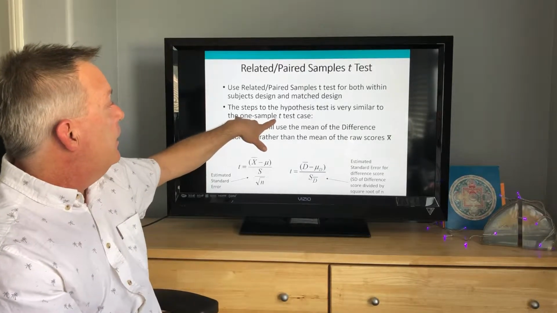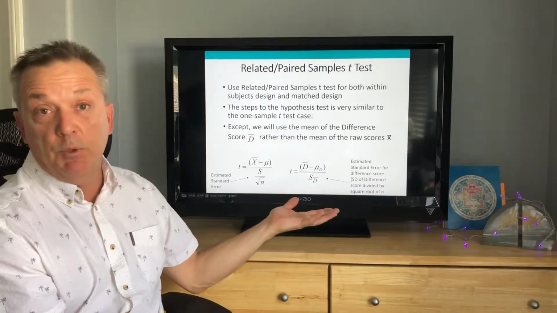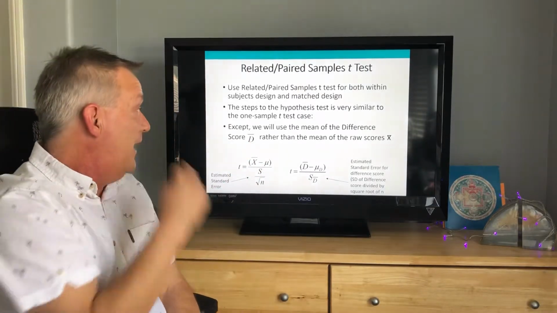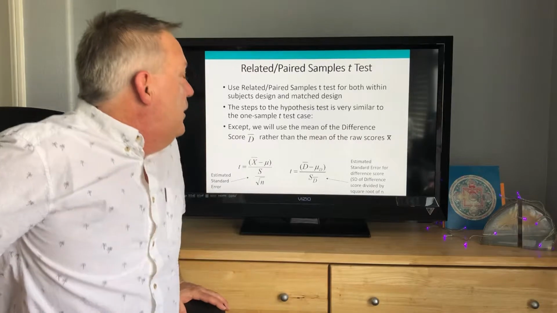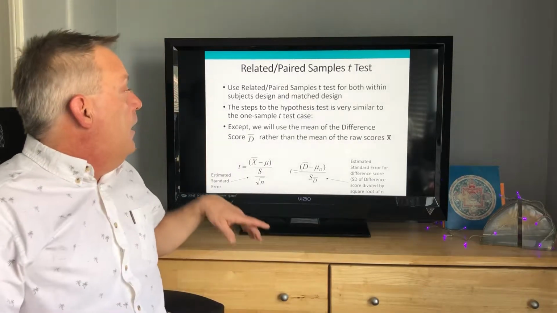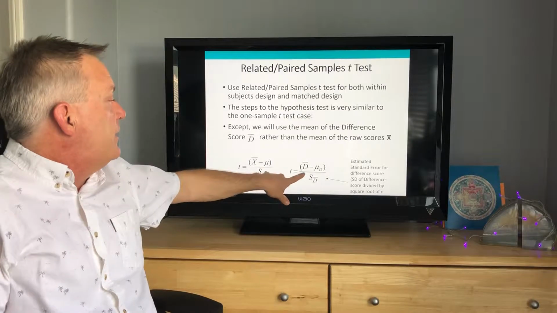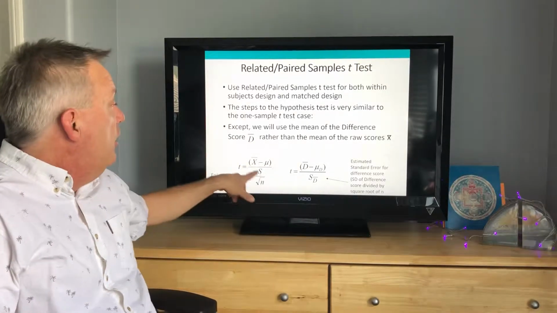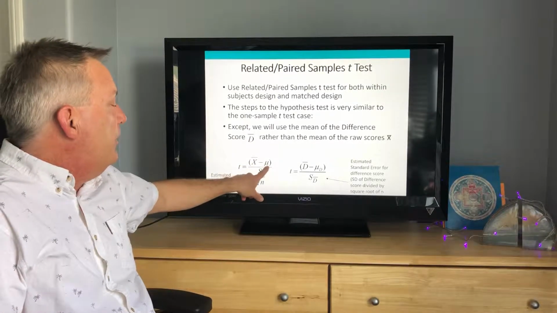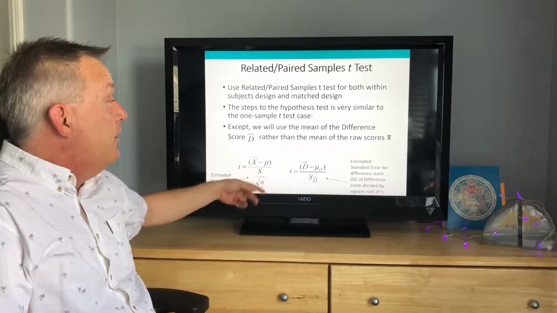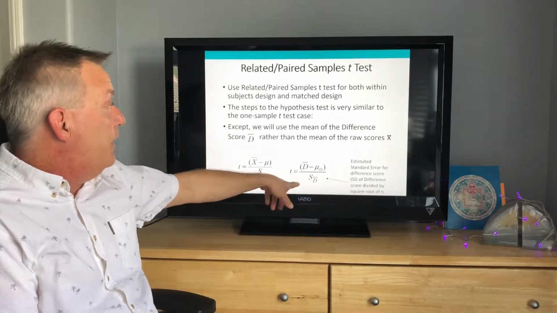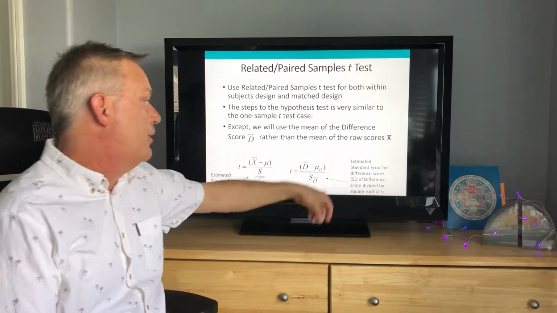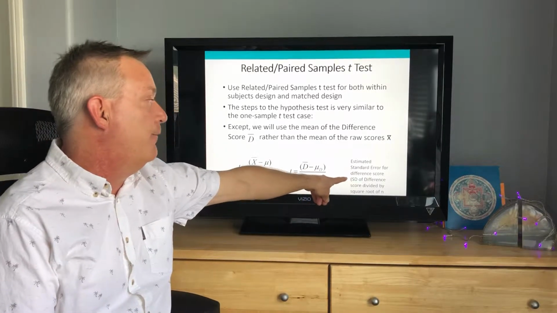The steps of the hypothesis test are very similar to the one sample t-test, except we will use the mean of the difference score, D with a line over it. Become familiar with that new statistical symbol, rather than the mean of the raw scores. So notice this equation where you have the previous one sample t-test, where you have the mean of the raw scores minus the population mean over the standard error. And in this case, the paired samples t-test, you're going to have the mean of the difference score minus the population mean, which most of the time is 0, over the estimated standard error for the difference score.